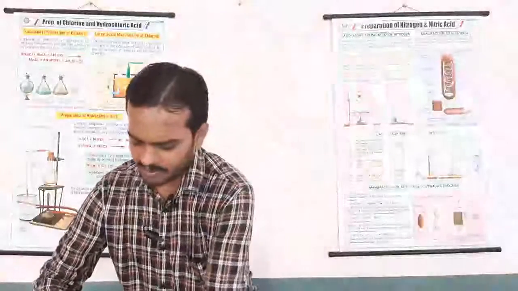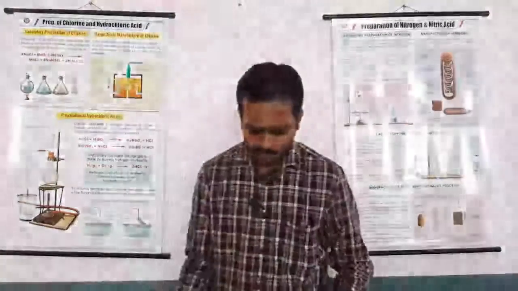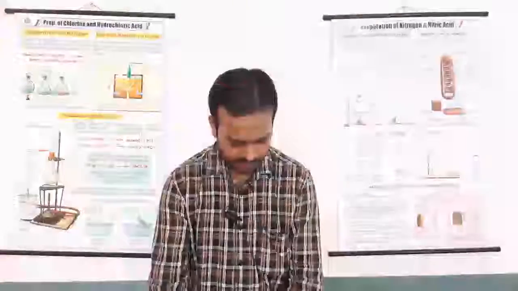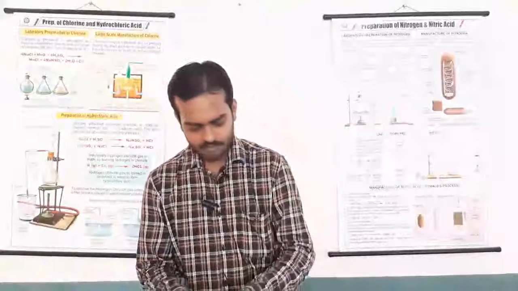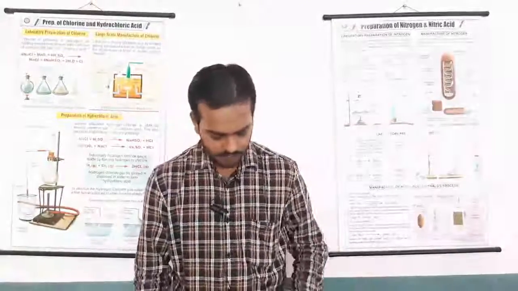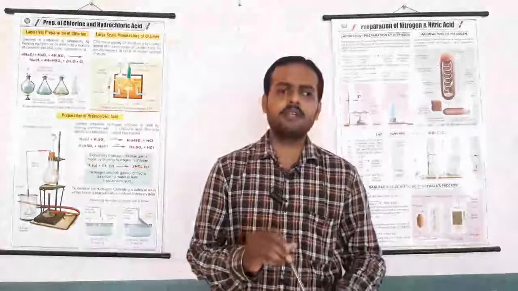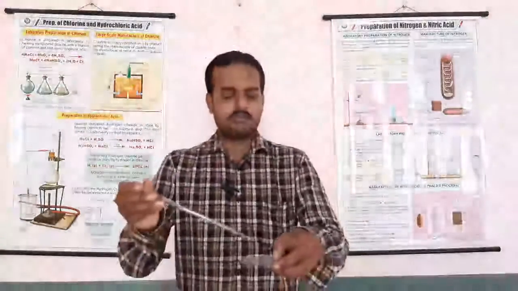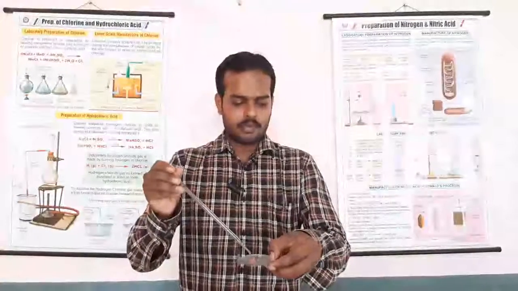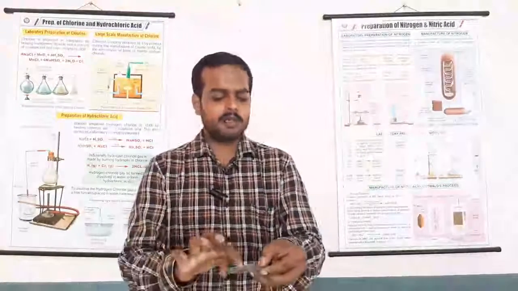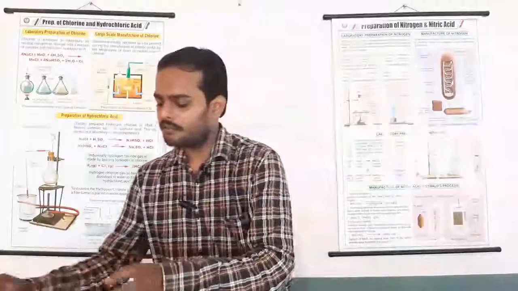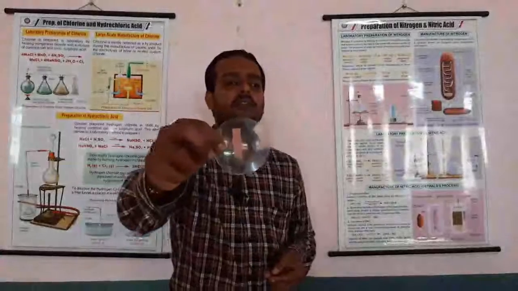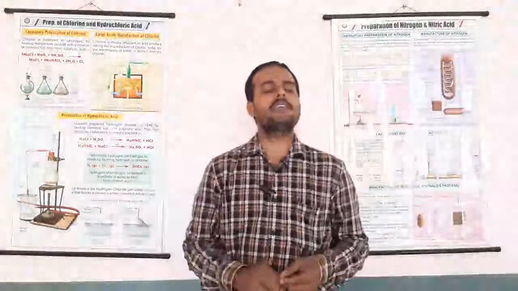We also have sample C. Let us see what happens. We are treating blue litmus with sample C. When blue litmus reacts with sample C, it turns red. This shows that sample C is acidic in nature.